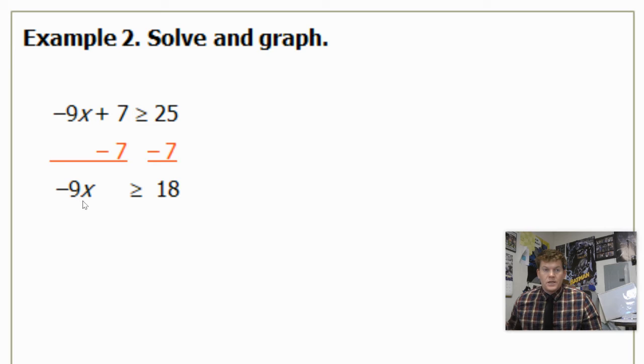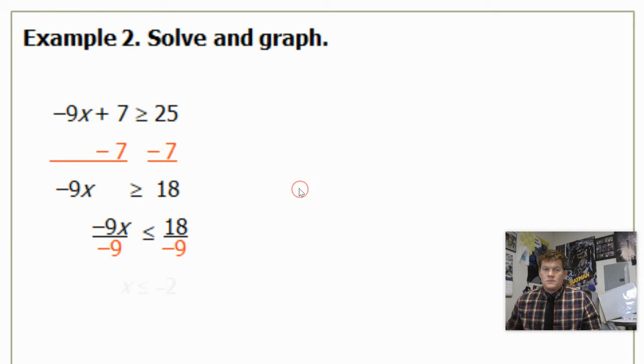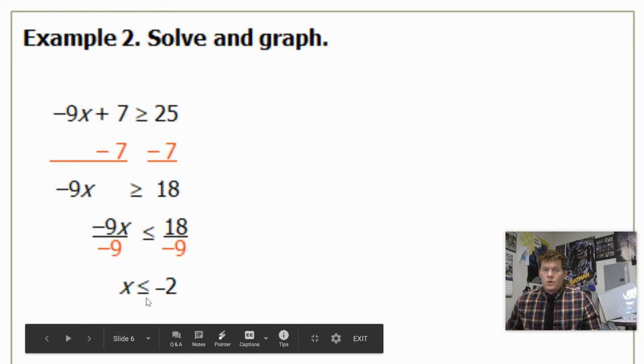This is multiplication here. So we're going to divide to get rid of it. When I'm dividing, it's dividing by a negative 9, which means I switch that symbol around. Dividing both sides by that negative 9. Negative 9s cancel. 18 divided by negative 9 becomes negative 2. This would be a closed circle going towards the left at negative 2.